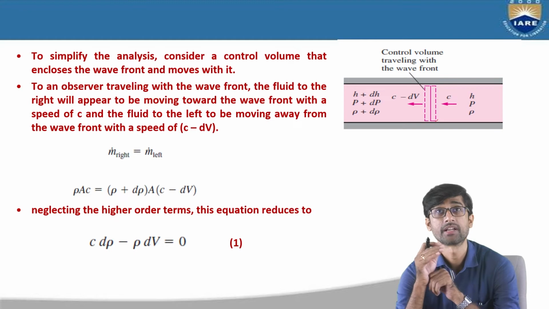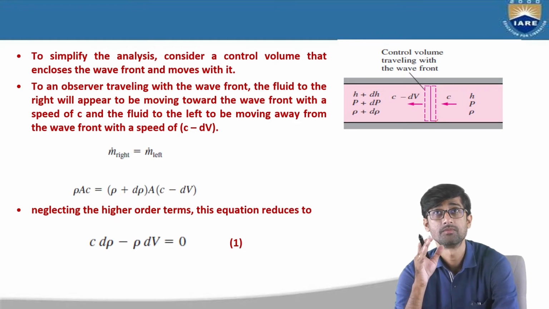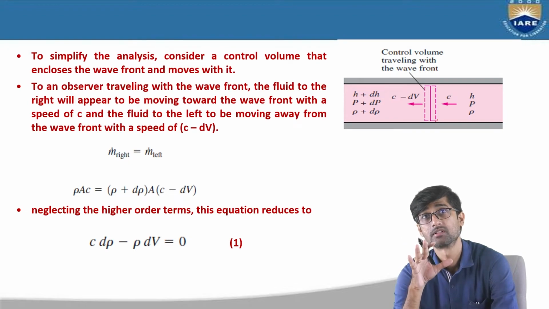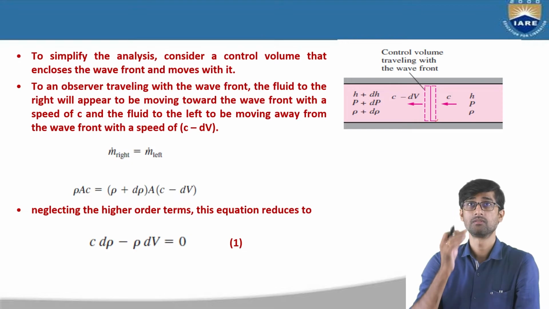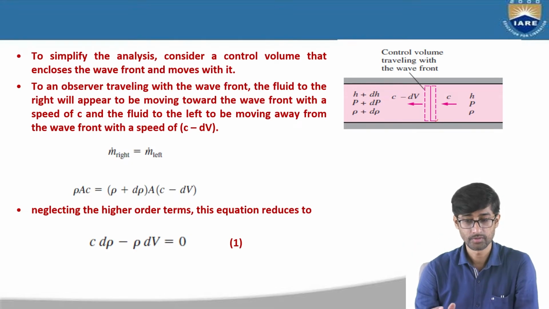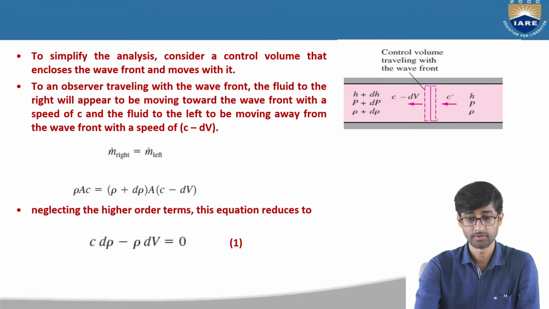Consider a control volume that encloses the wave front and moves with it. To an observer traveling with the wave front, the fluid to the right will appear to be moving towards the wave front with the speed of sound c, and the fluid to the left is moving away from the wave front with a changed velocity, c minus dv.